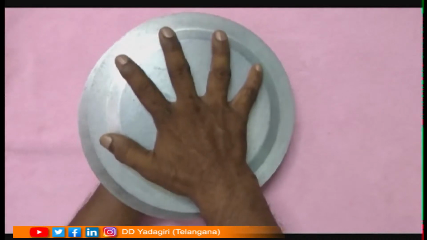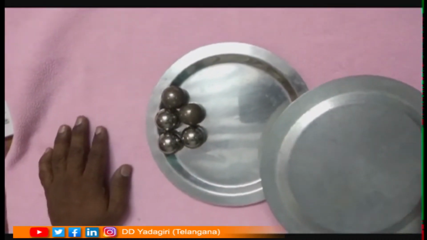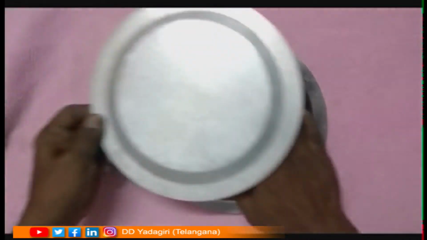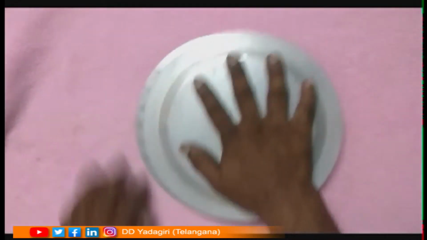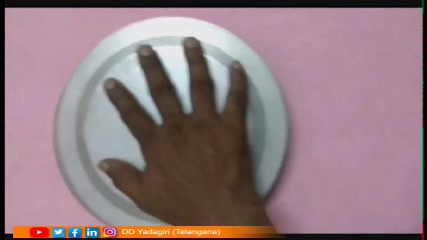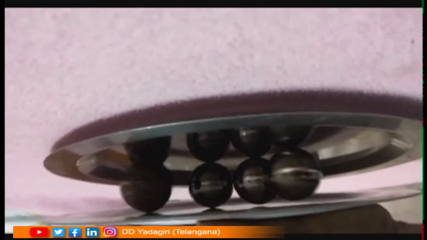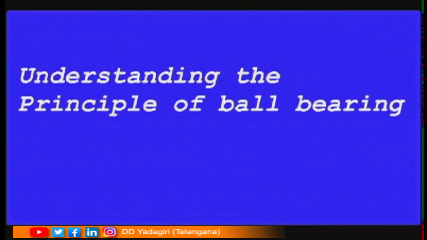See the activity. Now, place a few marbles in the second lid and put the first lid over it. Now, try to rotate. See how easily the rotation is happening, and the inside marbles can be treated as ball bearings. Let us try to understand and apply the principle of ball bearings once again.